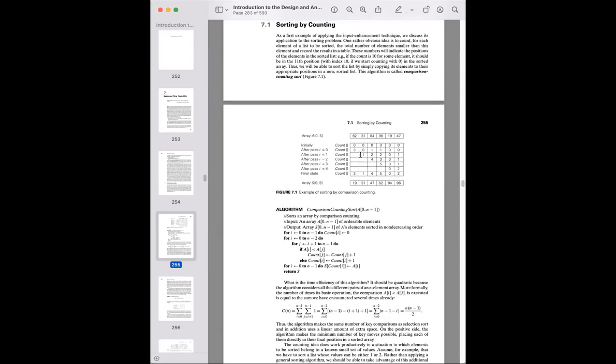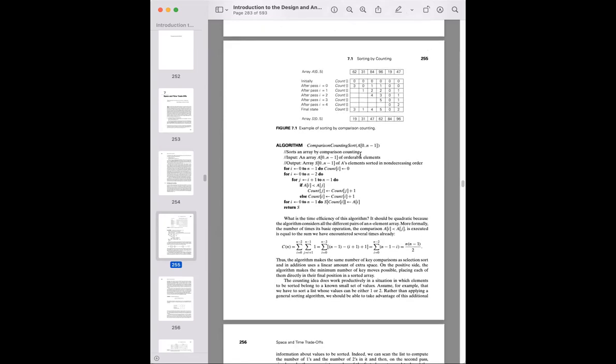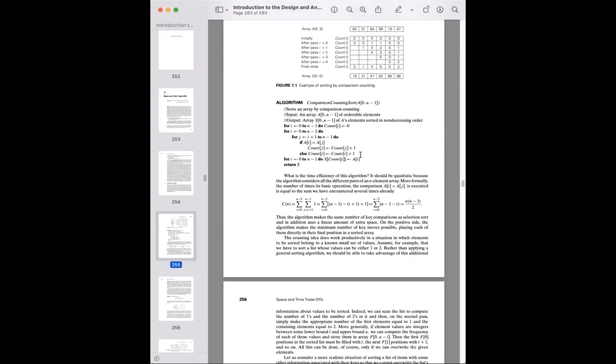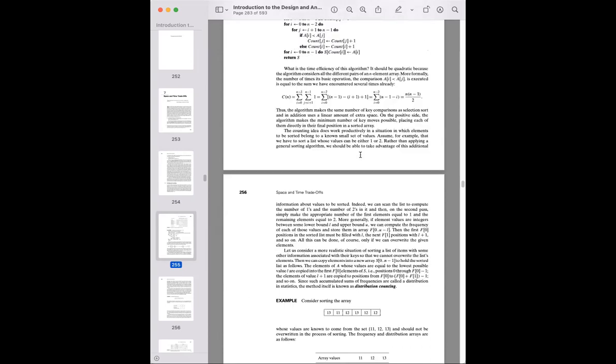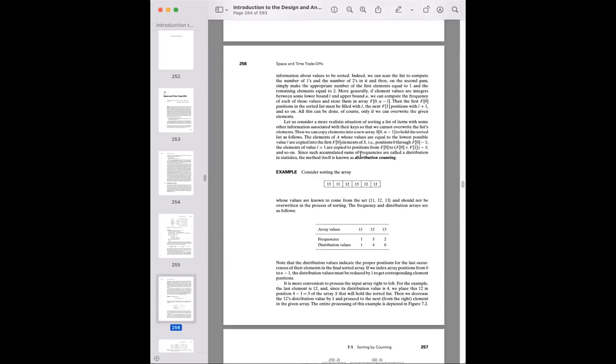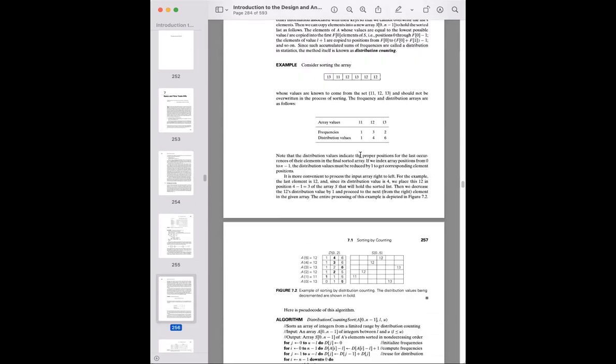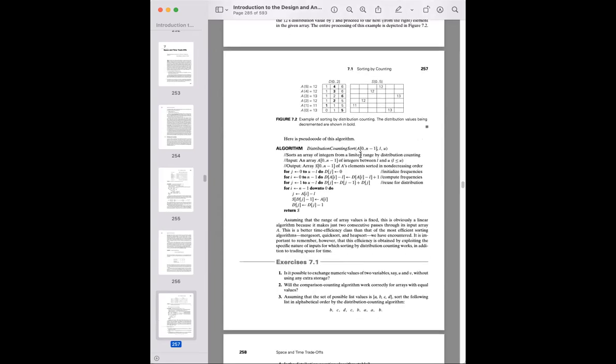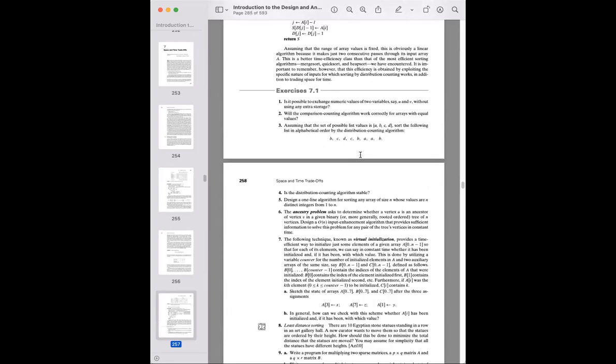And here's an algorithm on how to do this. Okay, I think that's relatively straightforward. There's an example there as well. Okay. And then the next section here talks about this distribution values. And I think just focus on the first part and you should be okay. Okay, we won't worry about the distribution ones. I want to keep it relatively straightforward.